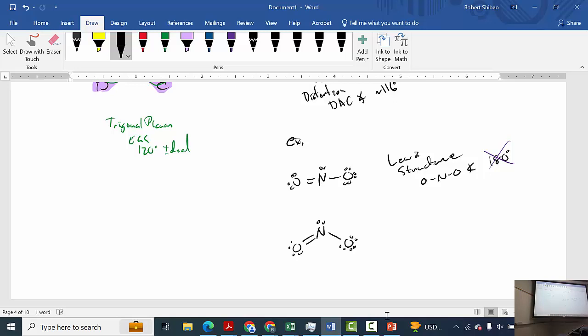When we analyze the Lewis structure, we see there are 3 groups. And in order to separate 3 groups from each other as far apart as possible, then it should adopt a trigonal planar arrangement.